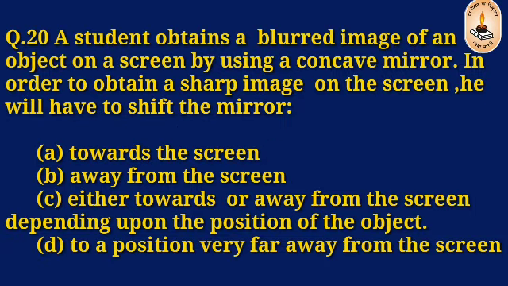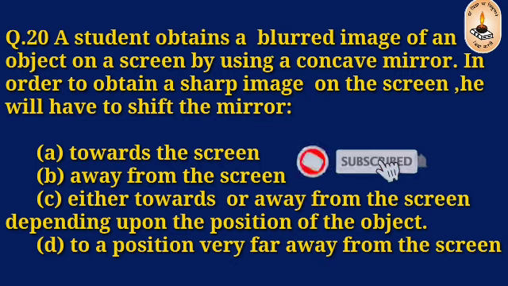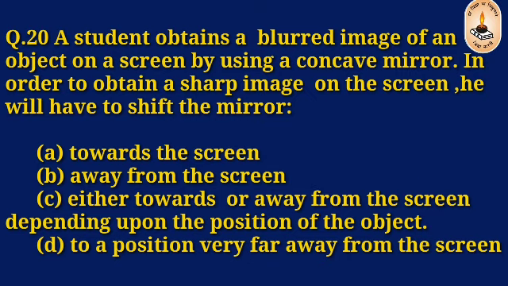Question number 20. A student obtained a blurred image of an object on a screen by using a concave mirror. In order to obtain a sharp image on the screen, he will shift the mirror towards the screen, away from the screen, either towards or away from the screen depending upon the position of the object, or to a position very far away from the screen.